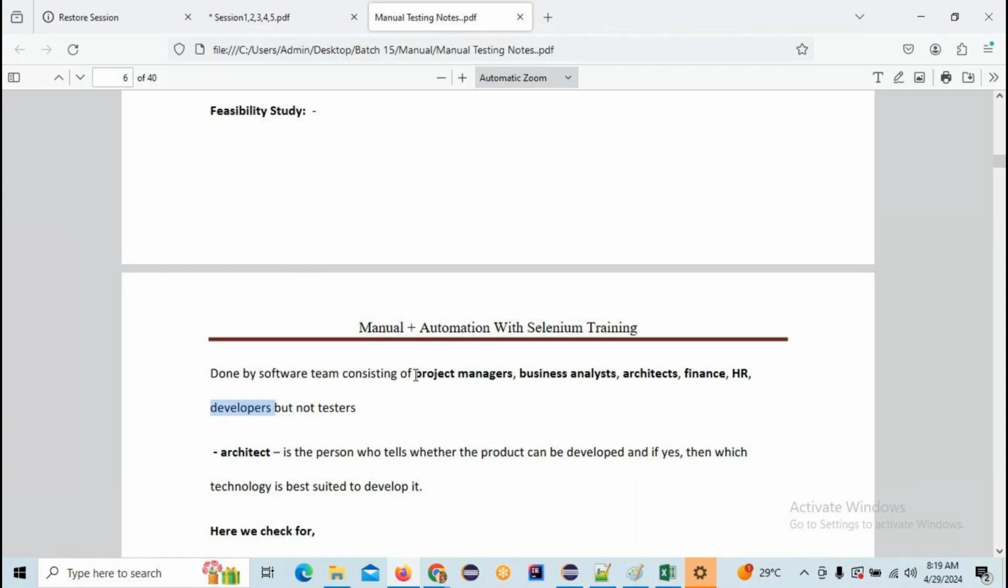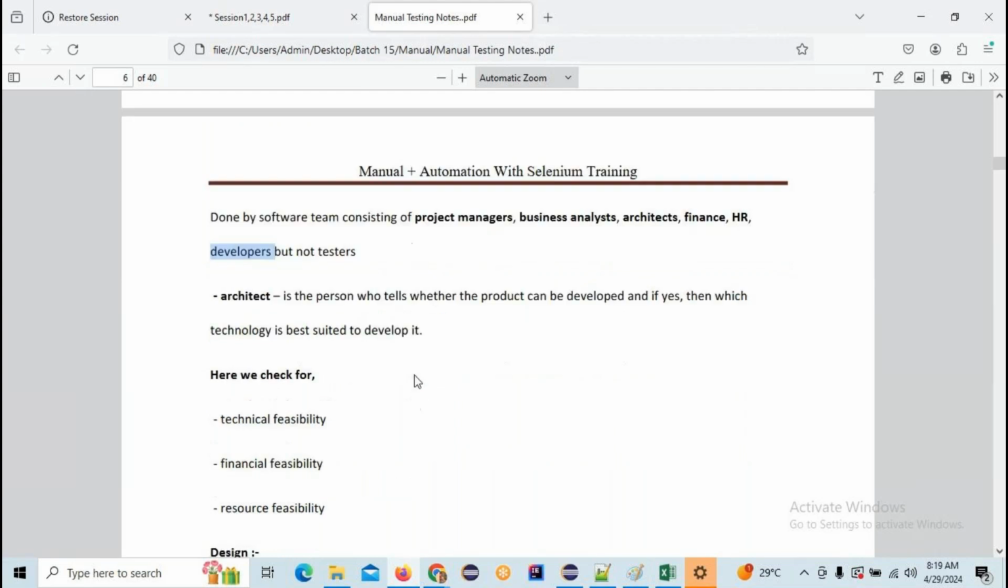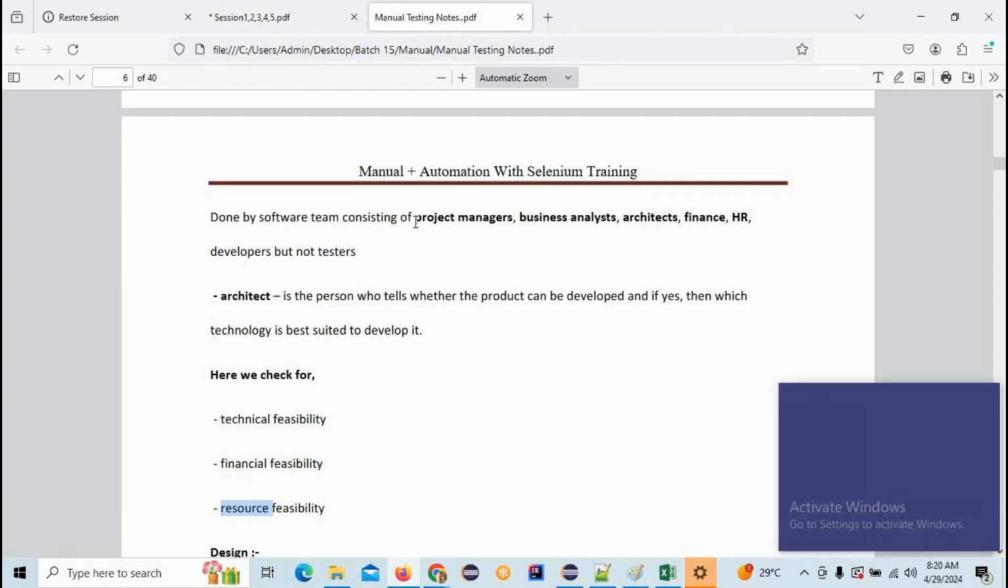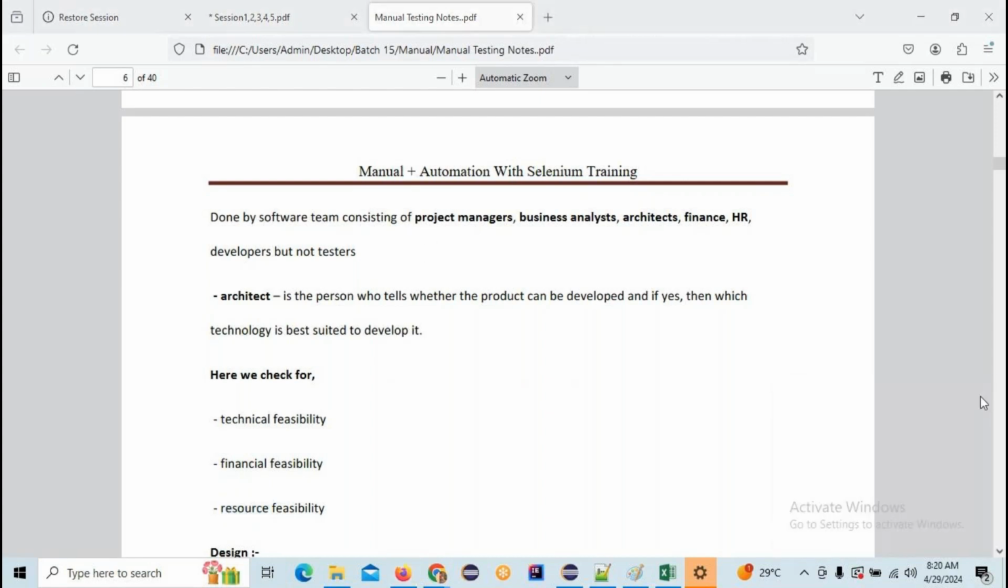So you need to check how that feasibility will happen. This feasibility will happen in three areas. One is technical feasibility, the second is financial feasibility, and the third is resource feasibility. Remember carefully, guys. The first one is requirement analysis, the second one is feasibility study. Requirement analysis is done by the product analyst and business analyst, and the feasibility study happens in a meeting among all these people. So here we are going to check the technical, financial, and resource feasibility.